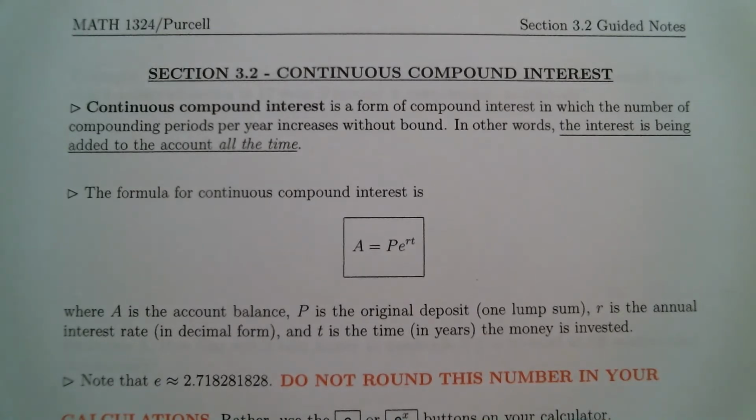All right, so let's read about this. The first bullet point says continuous compound interest is a form of compound interest in which the number of compounding periods per year increases without bound. What that means is what's underlined: you can think of continuous compound interest as the interest being added to the account all the time. It is continuously being added to the account.